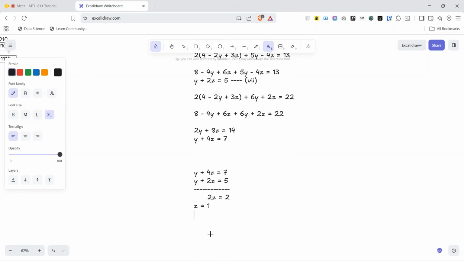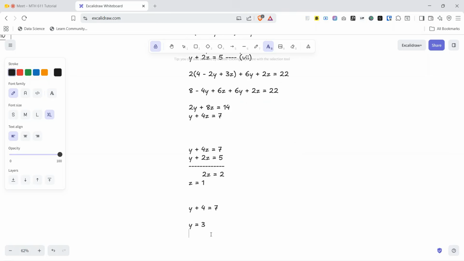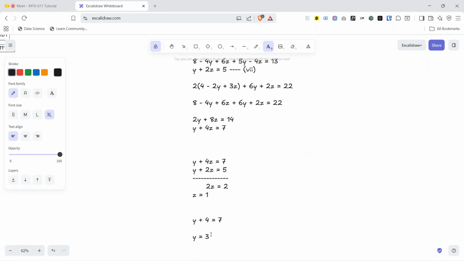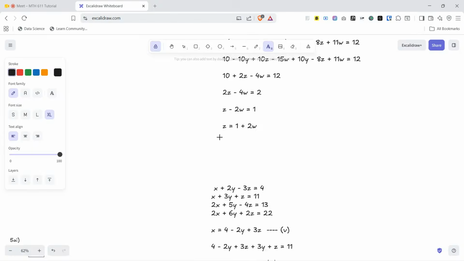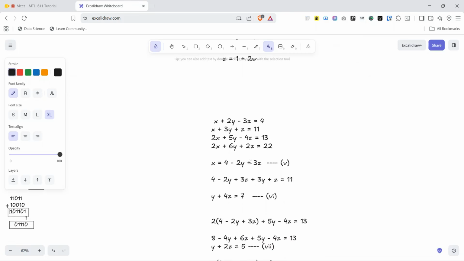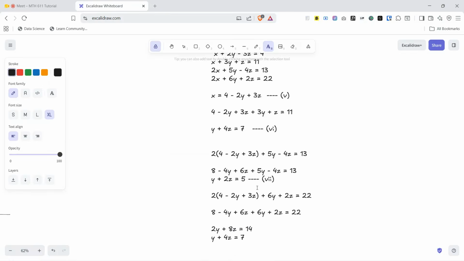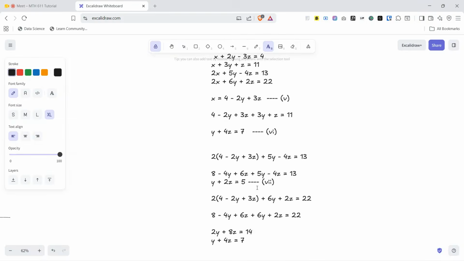Now that we know z equals 1, we can plug it here into y plus 4z equals 7. Since z is 1, 4 times 1 is 4, so it means y would be equal to 3, right? Y equals 3. So we know z, we know y, so we can now plug them into any of the equations. Let's plug it into equation 5 so that we can get x.